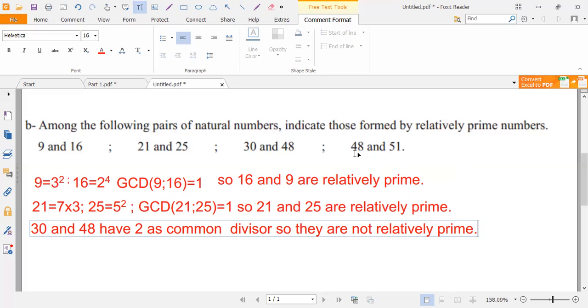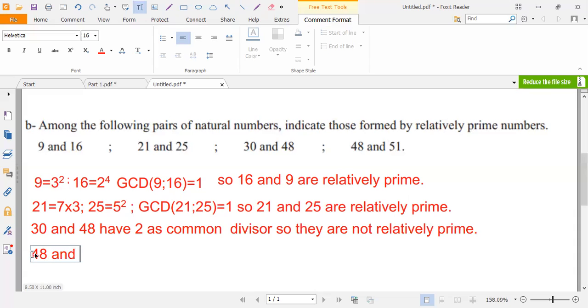If we add 4 with 8, we get 12. So this number is divisible by 3. If we add 5 with 1, we get 6. So this number is also divisible by 3. The sum of digits is a multiple of 3. So they have a common divisor other than 1, so they are not relatively prime.